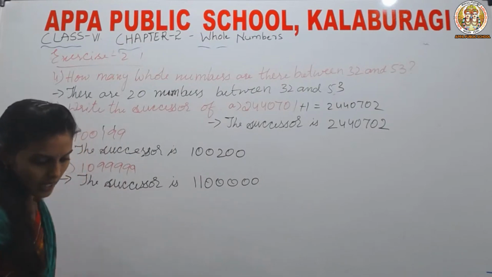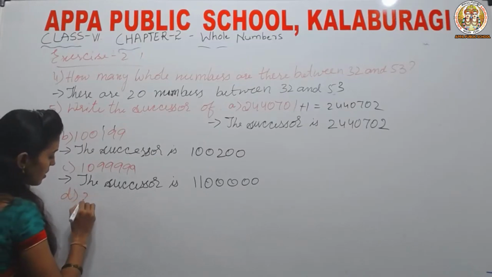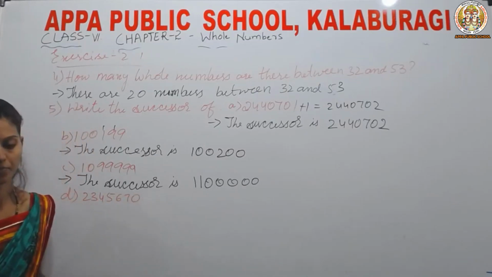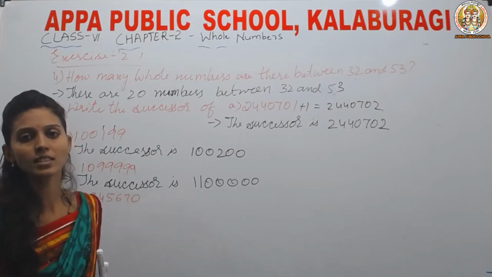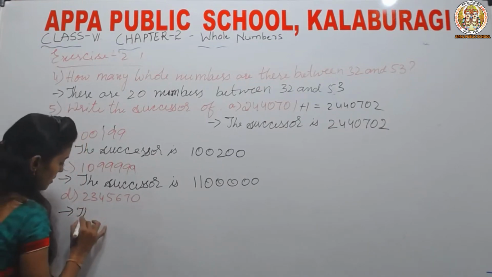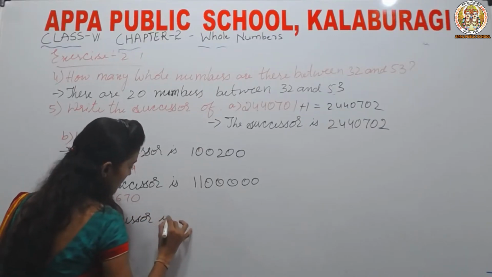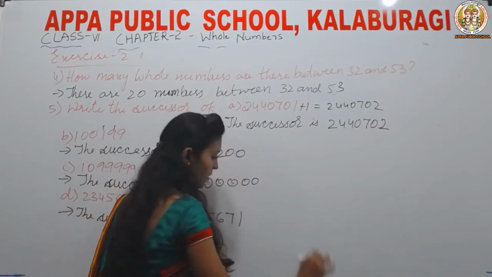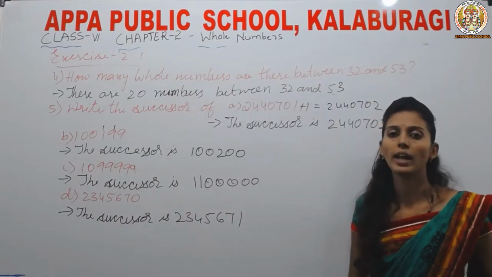Right? Yes. Next number is 2, 3, 4, 5, 6, 7, 0. This is the given number. Just add 1. That is the successor. That's it. The successor is 2, 3, 4, 5, 6. That's the answer. Successor means adding 1.